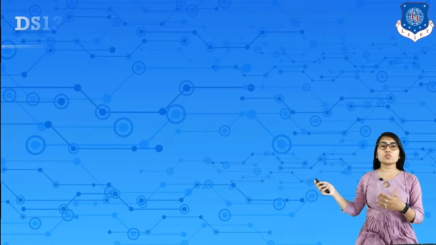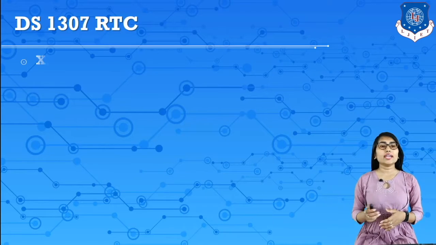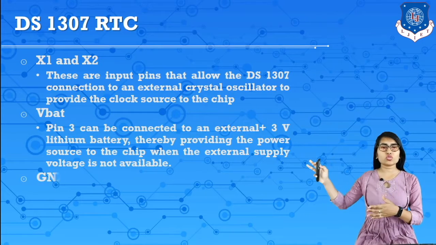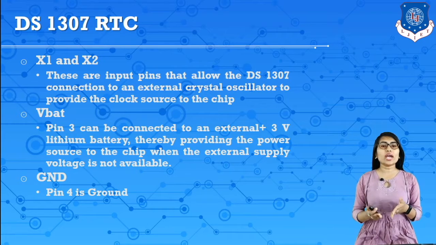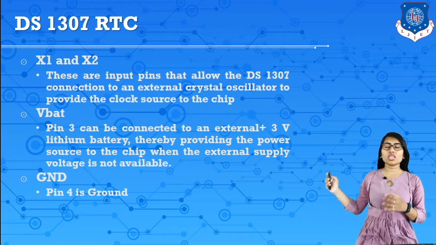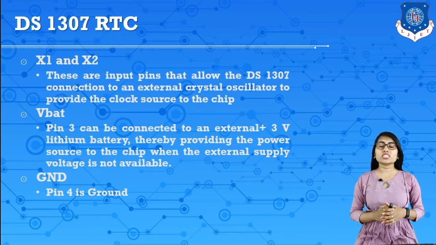So let's discuss the pins of this RTC. The first pins are X1 and X2. These are input pins that allow the DS1307 connection to an external crystal oscillator to provide the clock source to the chip. Then VBAT, pin 3, can be connected to an external plus 3 volt lithium battery, thereby providing the power source to the chip when the external supply voltage is not available.